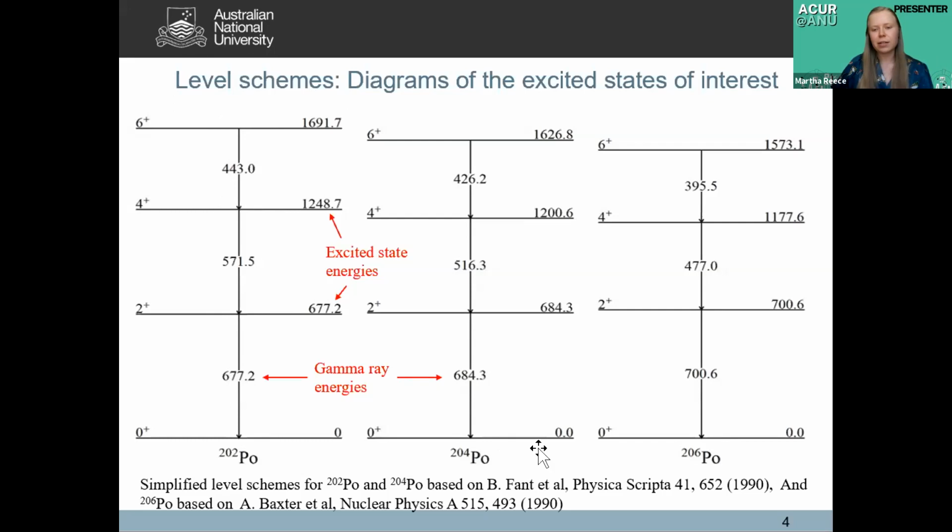And so we can represent them as horizontal lines, and these vertical arrows between represent transitions between states. In these cases, these are the level schemes of the three isotopes we looked at. These decays are gamma rays, which are emitted as the nucleus relaxes from a higher state to a lower state, and they're released at very precise energies that correspond to the difference in energy between the starting state and the finishing state.